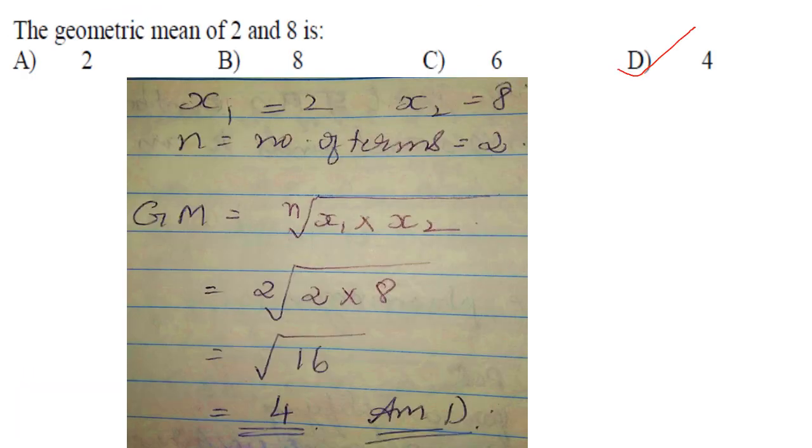Then next one. The geometric mean of 2 and 8 is. So we know the formula for geometric mean. It is the nth root of x1 into x2. So n is 2, only 2 digits are given. So square root of x1 is 2 and x2 is 8 and number of terms is 2. So square root of 2 into 8, that is 16, is equal to 4. Answer is option D.